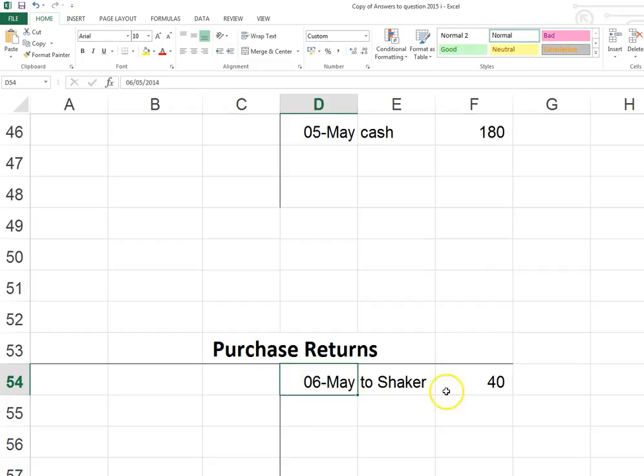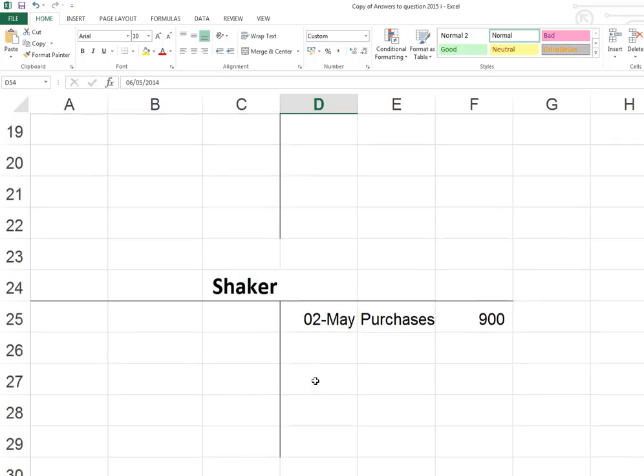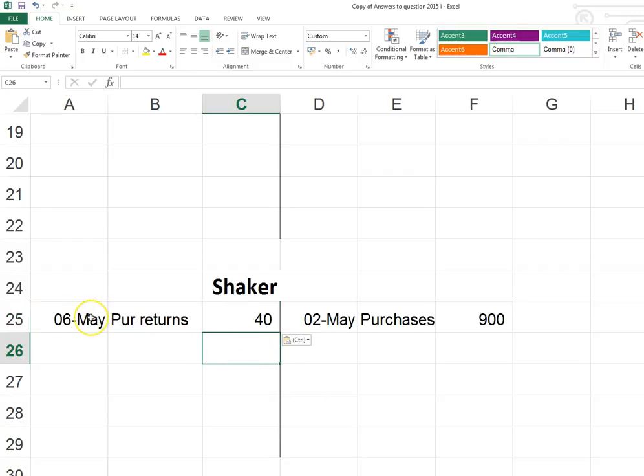Here's the purchase returns account, credit with 40. Then we come up to Shaker, find him here or her, and put the 40 on the credit side. As we look at Shaker's account now, there's 900 on the credit side. It's a liability account, and it's been reduced by 40. If we were to balance off that account at the moment, there'd be 860 on the credit side, which is what happened: we owe them 900 and we returned 40, so we should only owe them 860.